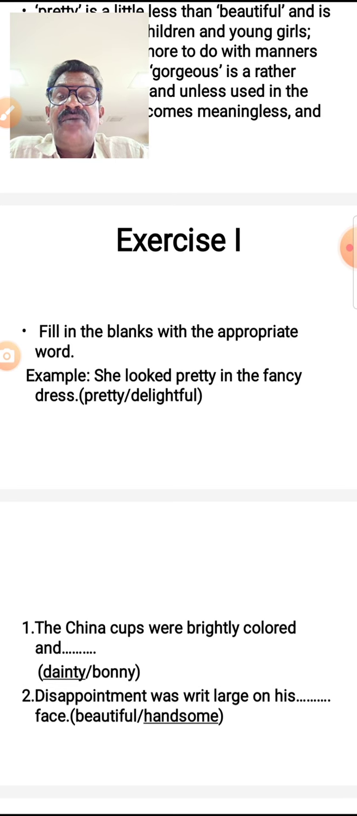Now, take the example in exercise number 1. She looked pretty in the fancy dress. This is the example that has been given in the textbook. Pretty is one word and delightful is the other word. Both words have been given within the brackets. So the suitable word is pretty. She looked pretty in the fancy dress.